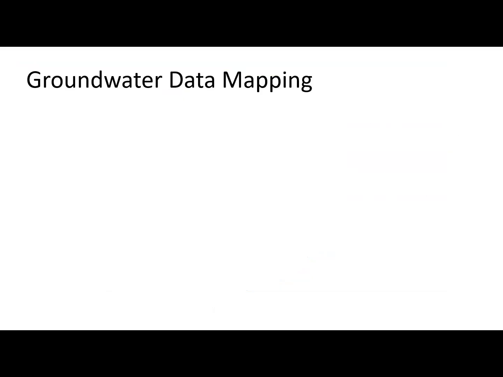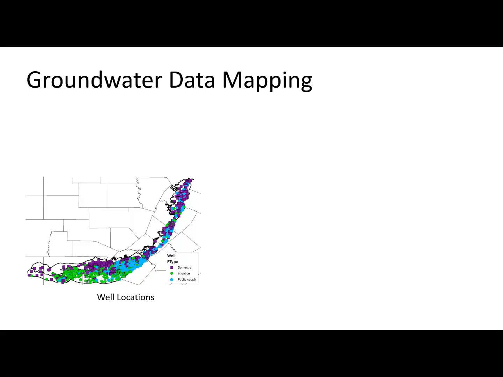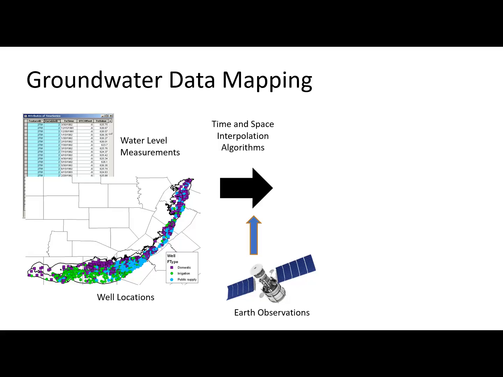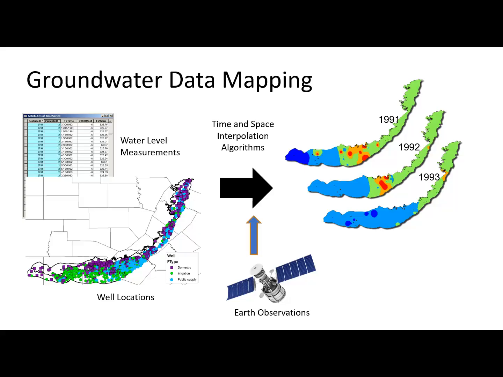And this process of calculating the storage change or calculating the water levels. So again, we take well locations and combine with that a set of historical water level measurements in a table. We then use time and space interpolation algorithms that are informed by Earth observations through machine learning, and we end up with maps showing how those water levels change over time.